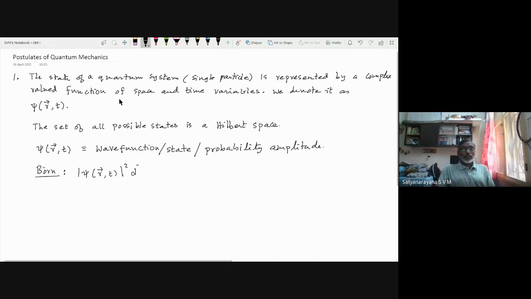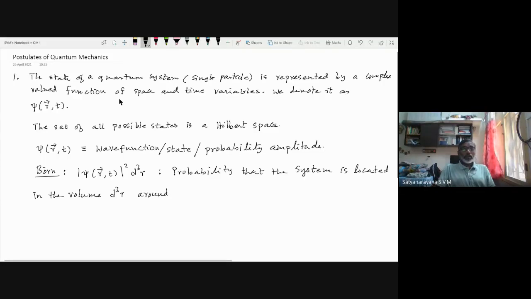that mod psi of r comma t, the square into d3r, this is a volume integral, this is the probability that the system, of course you understand system means the particle, is located in the volume d3r around a point r in space at time t.